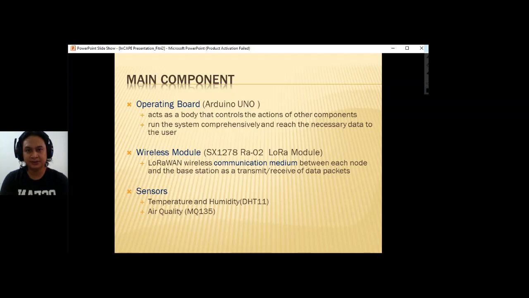First is the operating board. It acts as a body that controls the action of other components, runs the system, and relays the necessary data to the user. Second is the wireless module, using LoRaWAN wireless communication between each node and the base station. And then sensors: we are currently using a DHT11 for temperature and humidity reading, and for air quality we're using an MQ135.